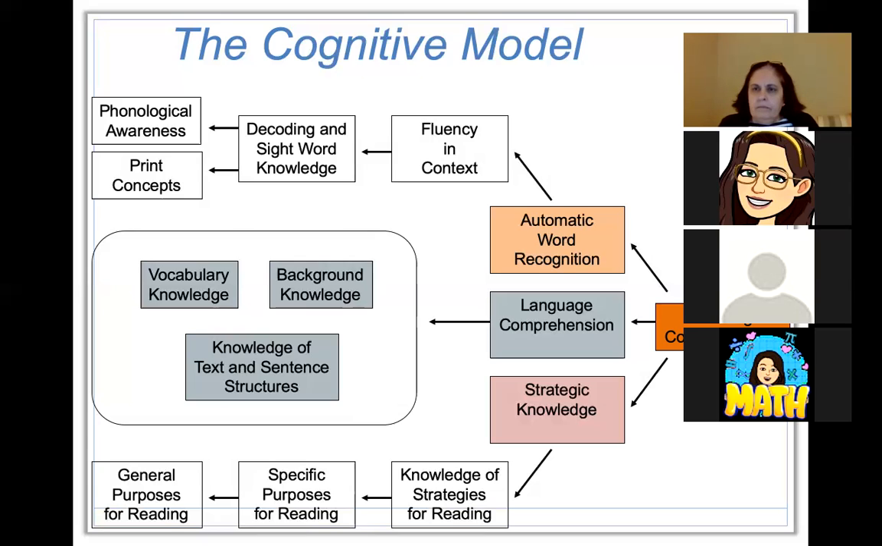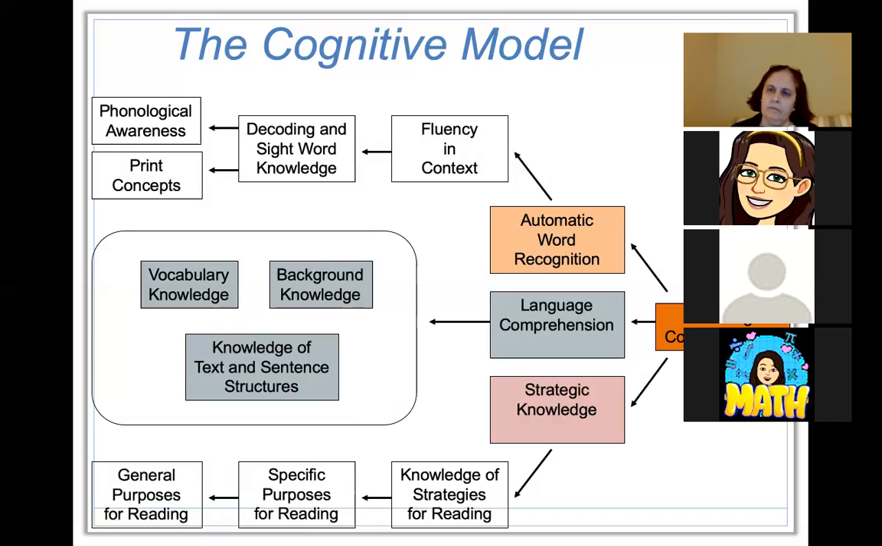The same challenge can be with sentence structures, where you may be able to understand a simple sentence, but when it is a compound sentence, it can be more challenging to understand the meanings. Now, when we're looking at strategic knowledge, this relates to purposes of reading.